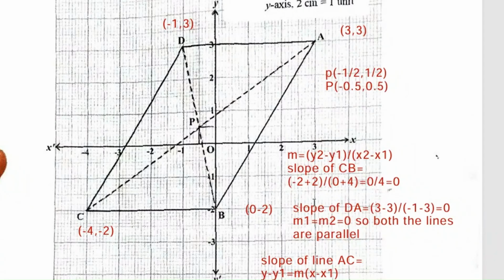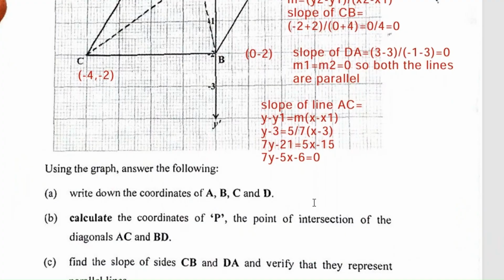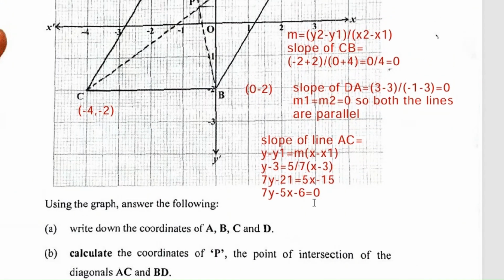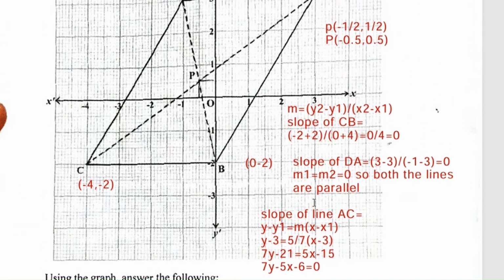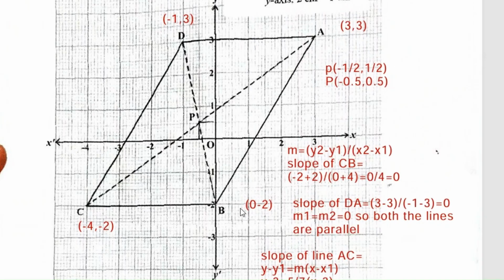Now find the slope of sides CB and DA and verify that they represent parallel lines. To show they are parallel, we have to prove the slopes are equal. Slope of CB is (y2 minus y1) by (x2 minus x1). y2 is -2, y1 is -2, so the difference is 0, and the slope of CB is 0. Slope of DA: y2 is 3, y1 is 3, so the slope of DA is also 0. Both slopes are 0, so the lines are parallel.